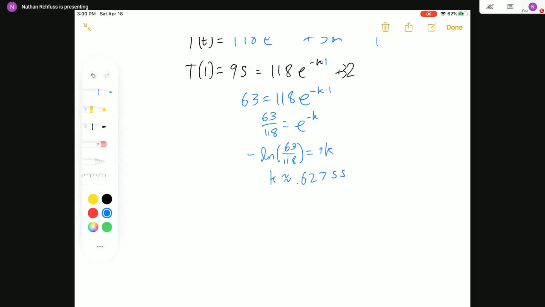So, part A is complete. Our model says the temperature as a function of time is equal to 118 e to the power of negative 0.62755 t plus 32.